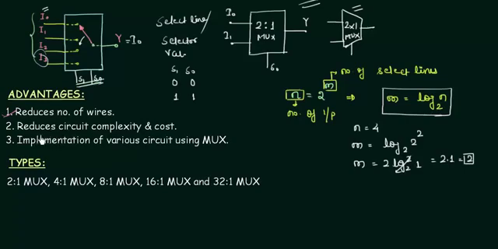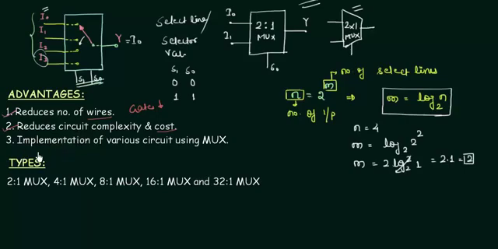Another thing is that it reduces the circuit complexity and cost. Let's see how. I just told you that the wires are reduced, and the wires are reduced because the gates are reduced. When both wires and gates are reduced, definitely the complexity is going to reduce, and at the same time the cost, because gates and wires definitely have some cost. So the second point is also true.